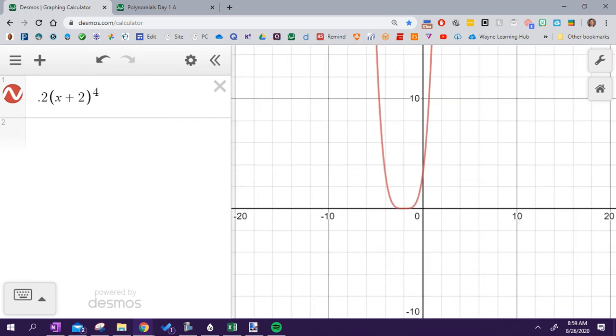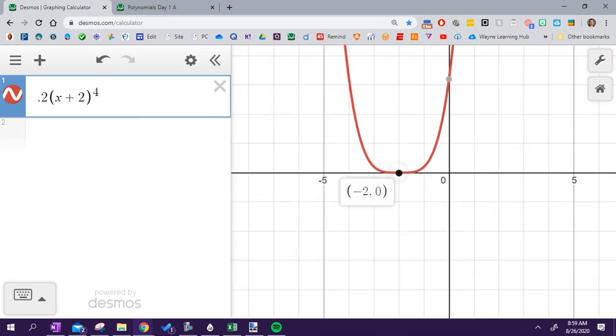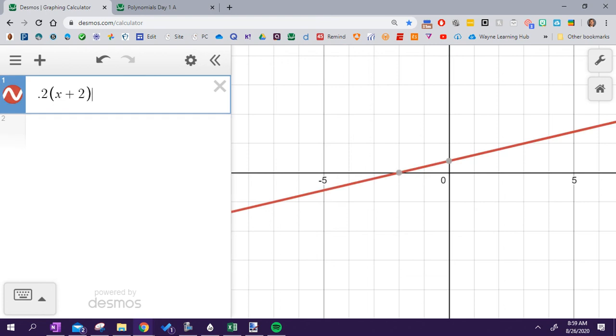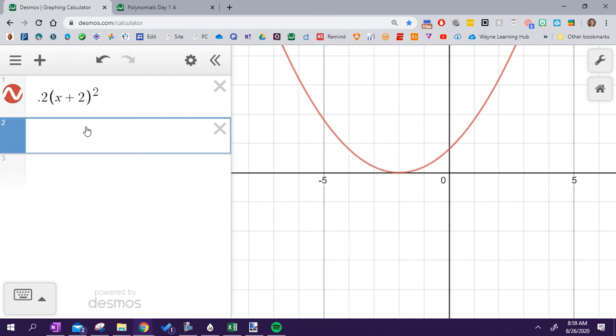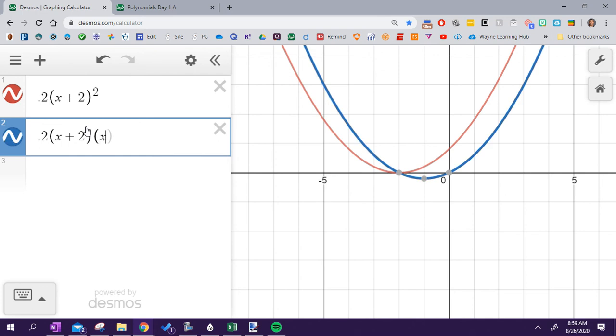Even. Okay, so if I zoom in here, you can see that I am touching the x-axis. I went down to negative 2, I touched it and went back in the same direction. Okay, if it were just to the 1st power, oh, I'm crossing the x-axis because it's odd. If I go to the 2nd power, I'm touching it. Okay, that means that answer is happening 2 times because that right there is exactly the same thing as me saying 0.2 x plus 2 times x plus 2. The answer is happening twice. That's what multiplicity means. How many times does that answer happen?